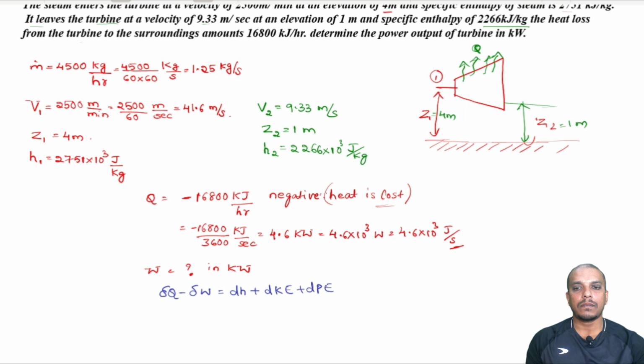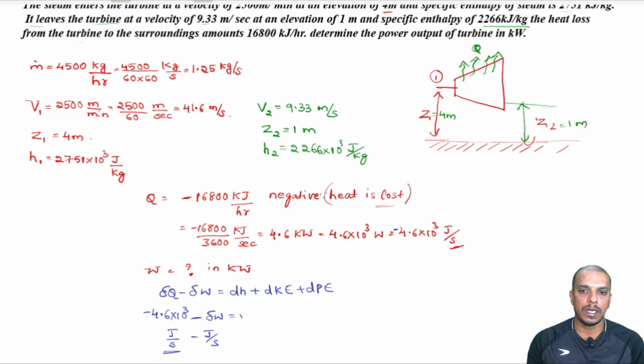Okay. Now Q is, we have already found out, this is minus by the way. So minus 4.6 into 10 power 3. Now unit has to be balanced. This is in joule per second. So then work transfer will be definitely coming in joule per second. Because you are substituting this in joule per second, work transfer is expected to be coming in joule per second. And enthalpy should be in joule per second.